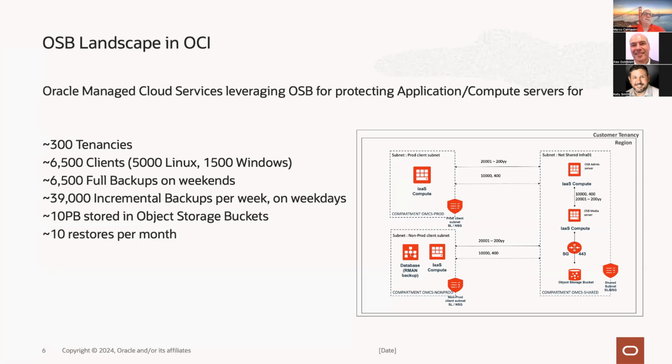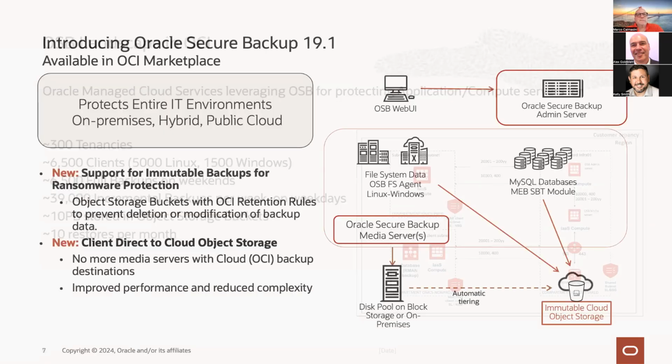They have 6,500 full backups running during the weekend, 39,000 incremental backups running on weekdays every day. They consume around 10 petabytes of storage in object storage buckets, and they do more or less 10 restores per month. Likely not enough, but when they are needed, customers can perform restore of single files that they need back from their compute instances.